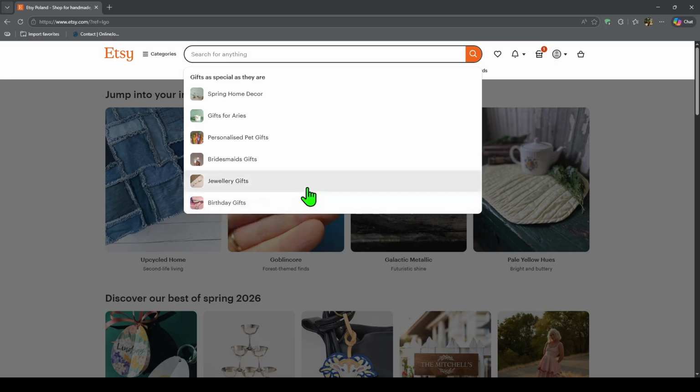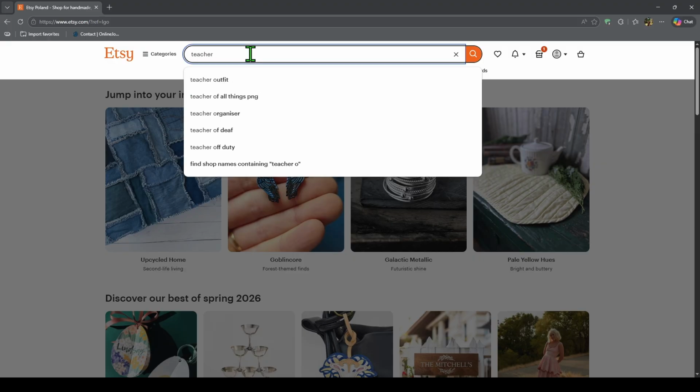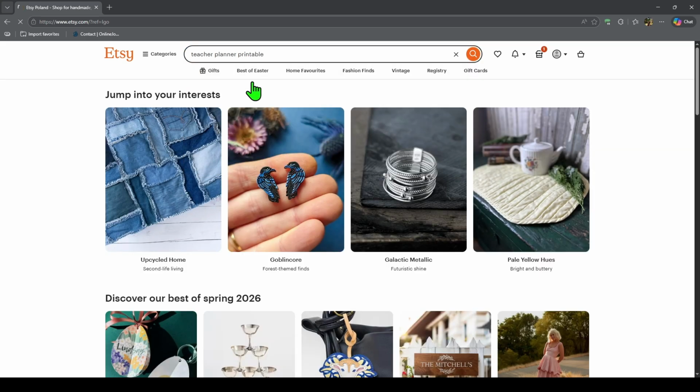keyword ideas. Next, look for long-tail keywords. These are longer search phrases with more specific intent, like teacher planner printable or wedding welcome sign template. Long-tail keywords usually have less competition while still having strong buyer demand.